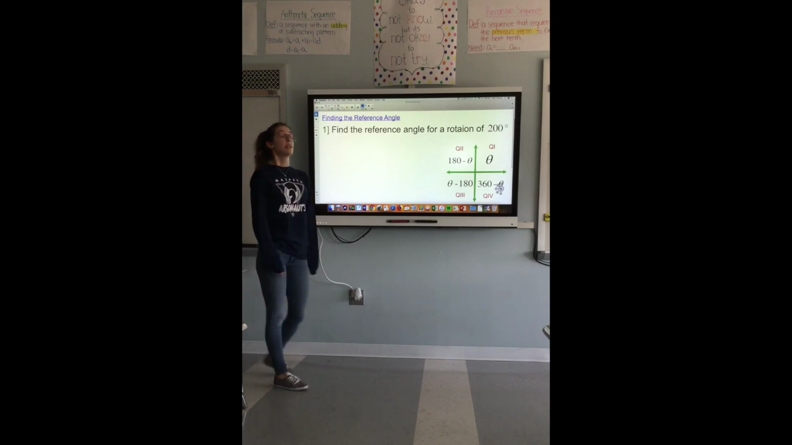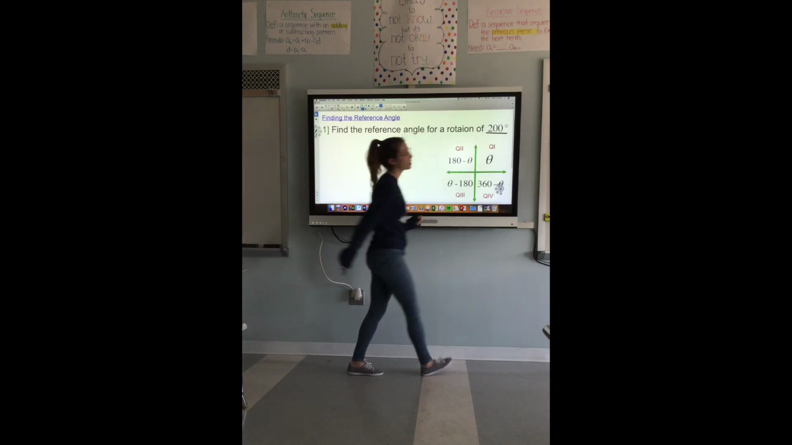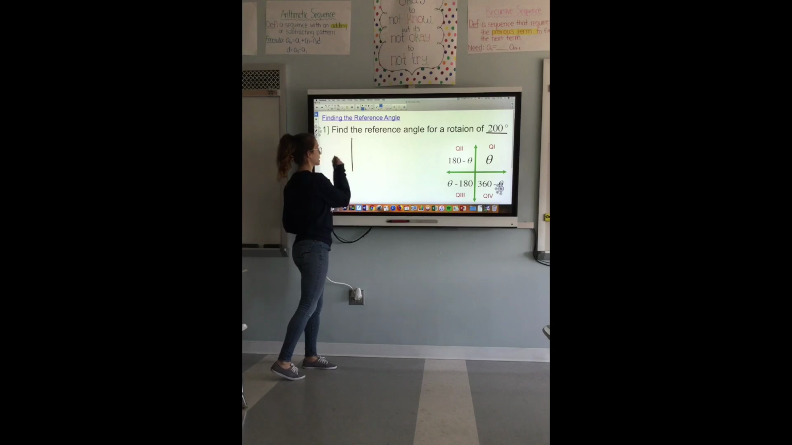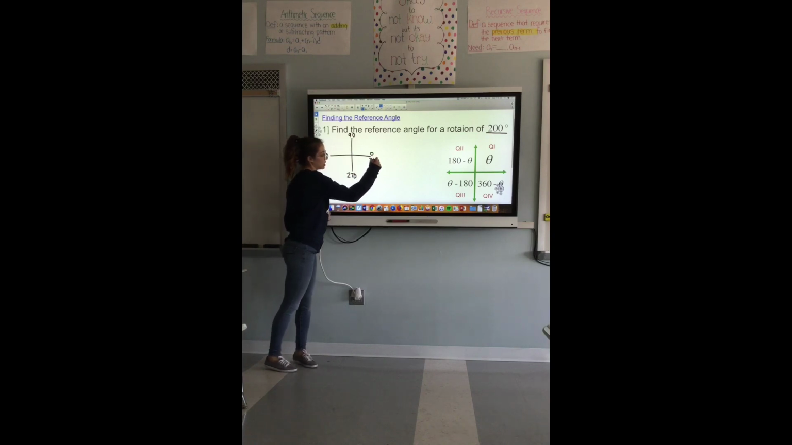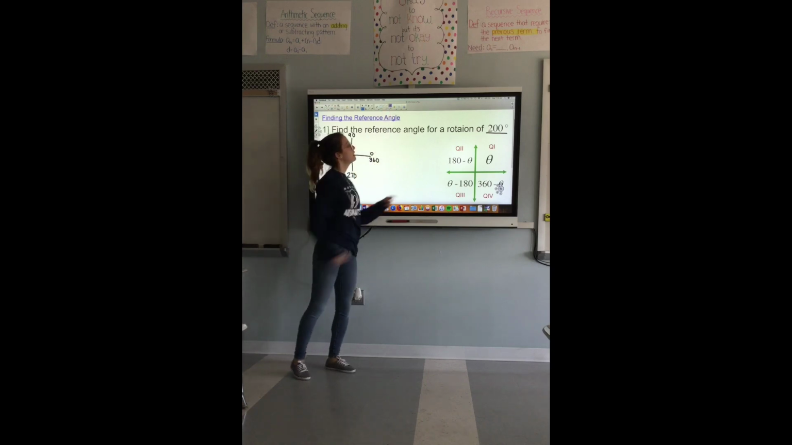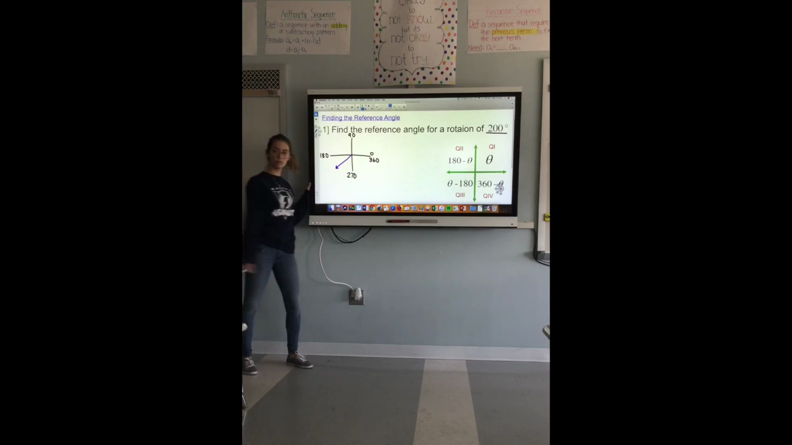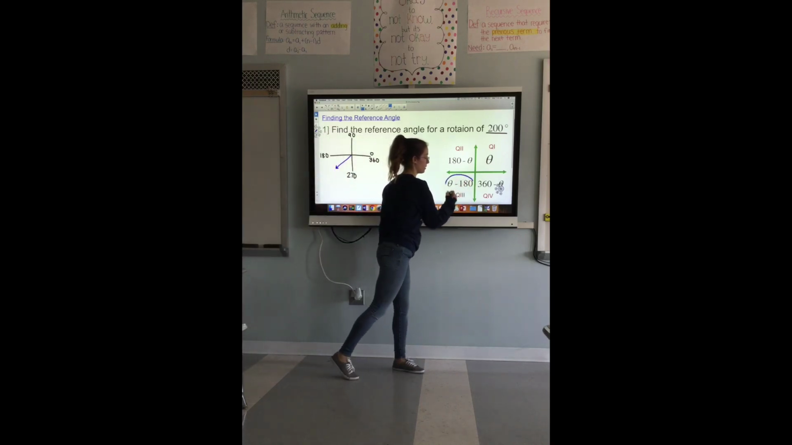Okay. Number 1, it says, find the reference angle for a rotation of 200 degrees. So first thing we have to do is find out where this angle is. So I'm going to sketch it. Here was 0, this was 90, this was 180, this was 270, and it came back here to 360. Now, 200 degrees is somewhere here. It's somewhere between 180 and 270. Now, if you look at our rule, it's in quadrant 3.